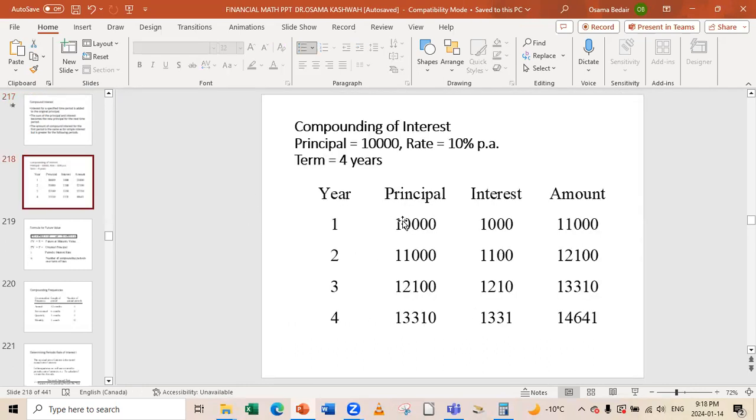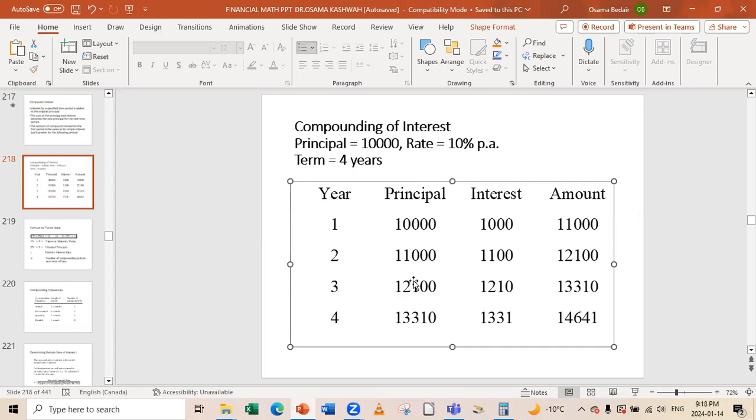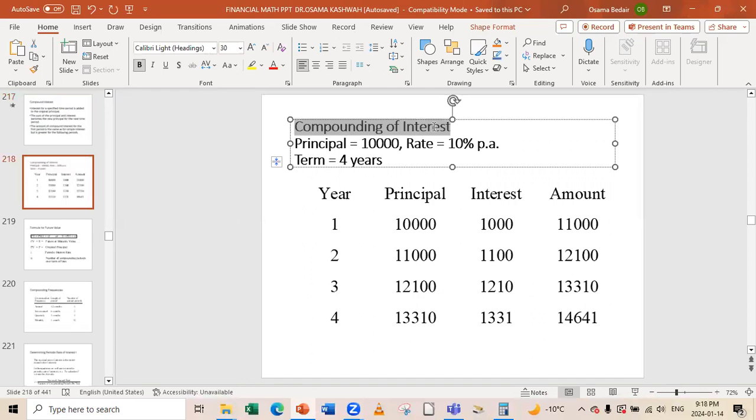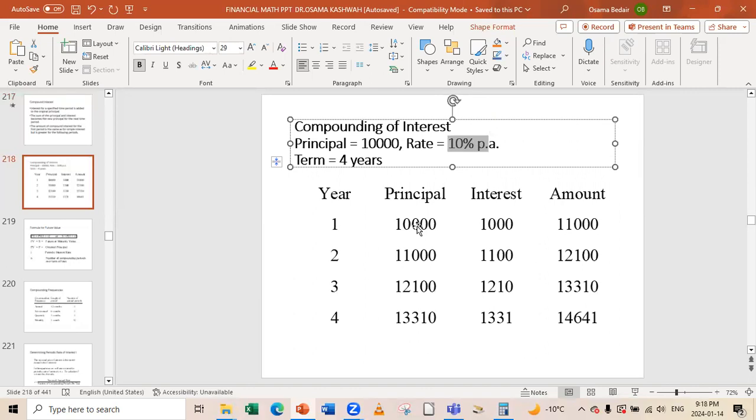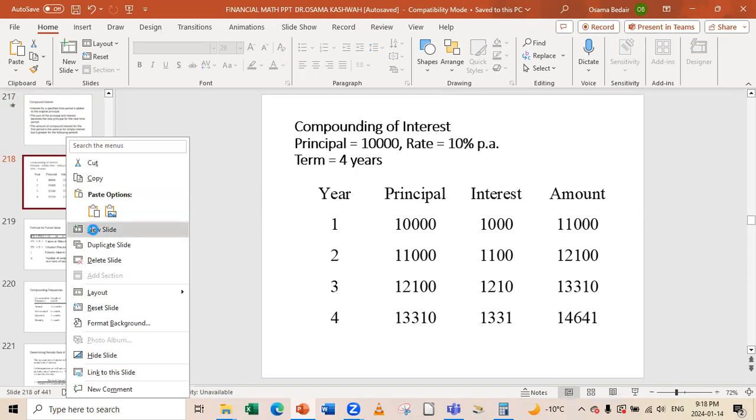So let's go here as an example. This is an example of compounding interest. When you come to see here, you will see that the first year, 10,000, and the interest was 10%. So particularly 10,000 multiplied by 10%. Let me show how to get it.